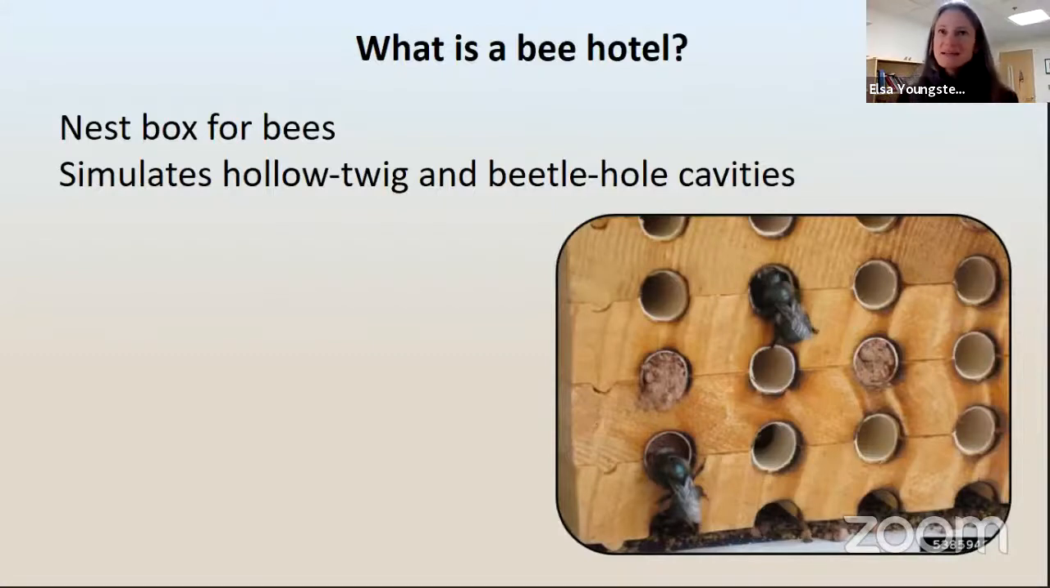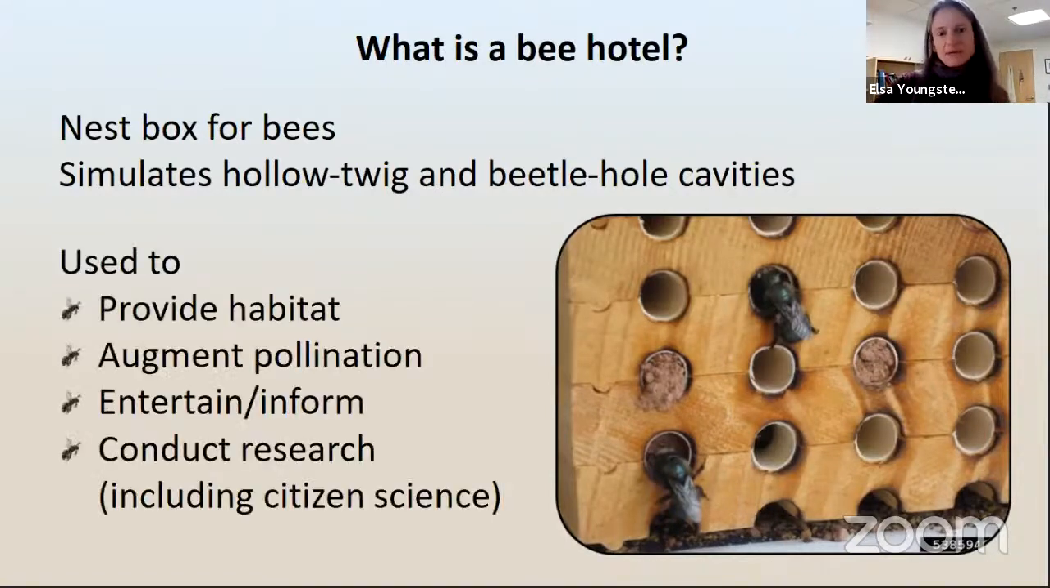They simulate what bees would normally use, which is beetle-drilled holes in dead wood, or hollow, pithy twigs and stems that are dead bits of plants. So when those habitat elements are missing, we can recreate them by installing a bee hotel. So it can provide habitat in agricultural settings.